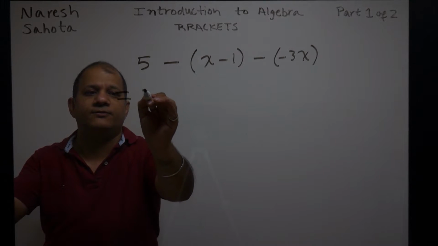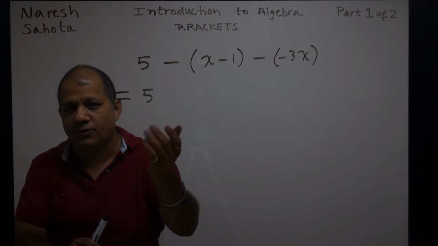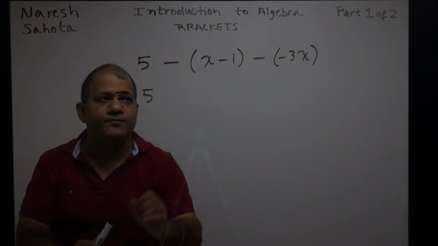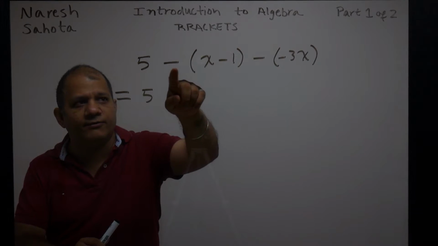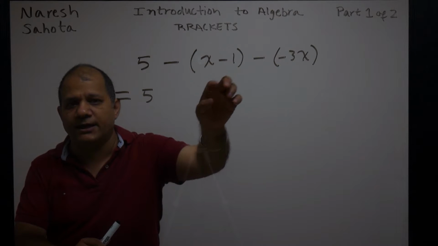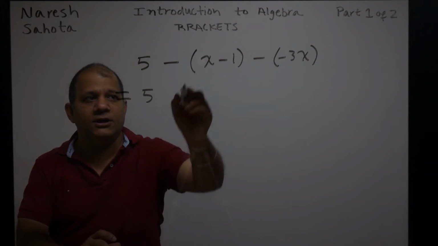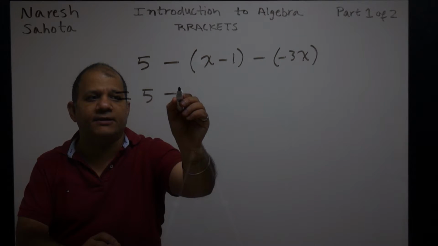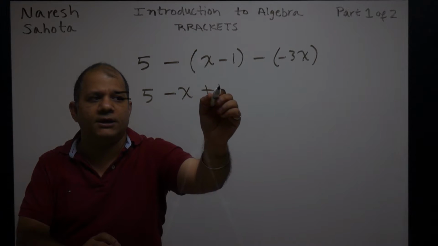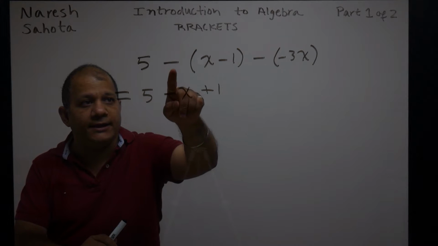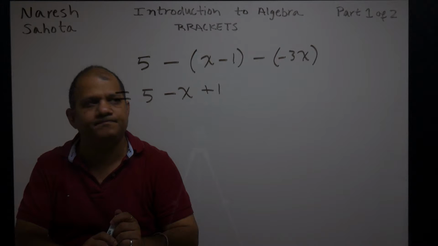Alright, so the first term is 5, it just gets copied, there's nothing to do. It's already in its simplest form, no brackets, nothing to remove. Let's move to the next one. We have a factor of negative 1 being applied to this bracket. So let's bring out the terms one at a time. The signs will change. Positive x inside the bracket, negative x outside the bracket. Negative 1 inside the bracket, positive 1 outside the bracket. We can double check. Negative 1 times x is negative x. Negative 1 times negative 1 is positive 1.